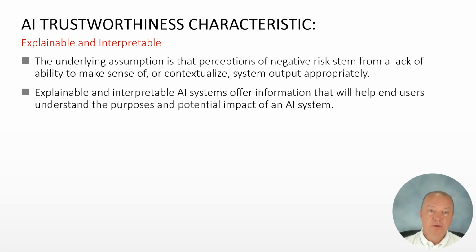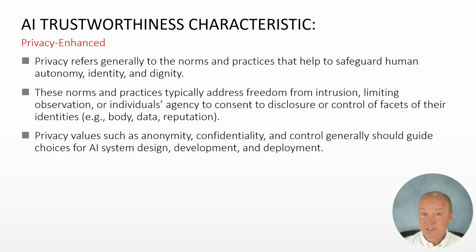So with explainable and interpretable, the underlying assumption is that perceptions of negative risk stem from a lack of ability to make sense of or contextualize system output appropriately. Explainable and interpretable AI systems offer information that will help end users understand the purposes and potential impact of an AI system. And the next AI trustworthiness characteristic is privacy enhanced.